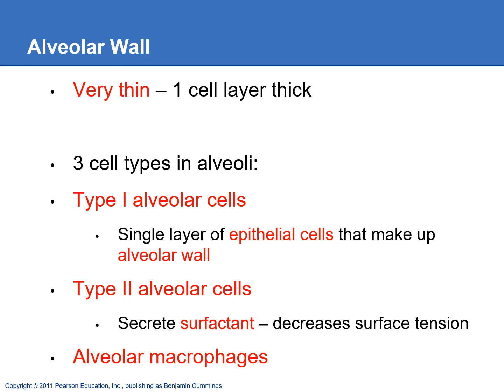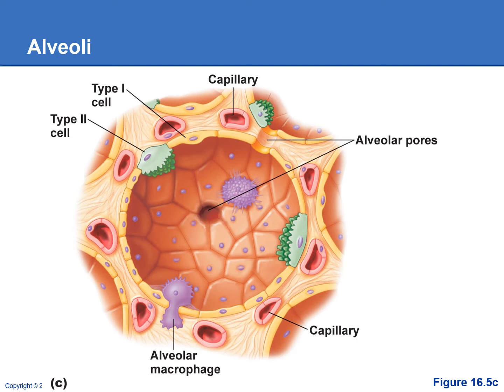The alveolar wall is really thin, and there's 3 cell types that are in the alveoli. So let's take a look at a picture to show you these cell types. Type 1 alveolar cells are epithelial cells that make up the wall of the alveolus. The type 2 alveolar cells here in green, they're important because they secrete surfactant. And surfactant is going to decrease the surface tension inside the alveoli and make it easier to breathe in and out. And then the last cell type are the alveolar macrophages.